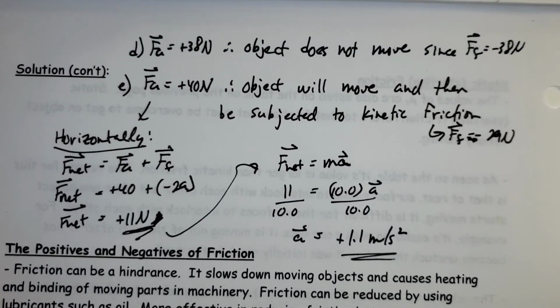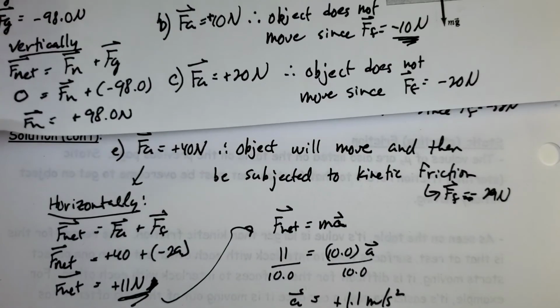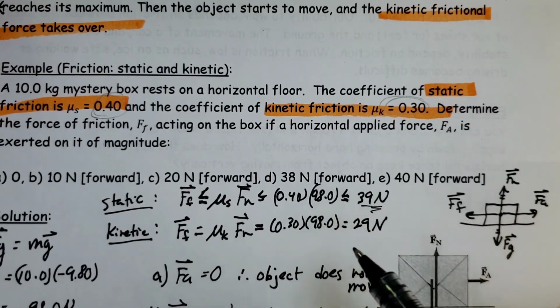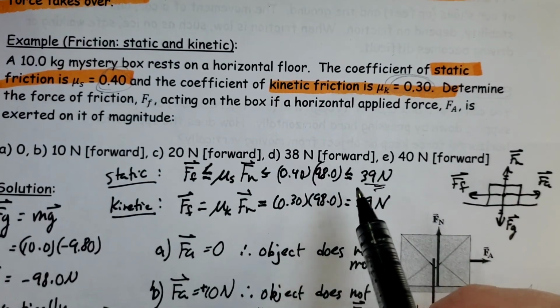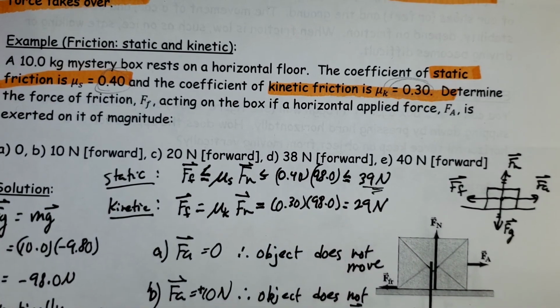So that's the key thing to look at here: kinetic friction versus static friction. Static friction is always going to be a larger amount. It's going to take a lot more oomph to get it going than it is to keep it going. Once I've surpassed that static friction barrier, then kinetic friction takes over.